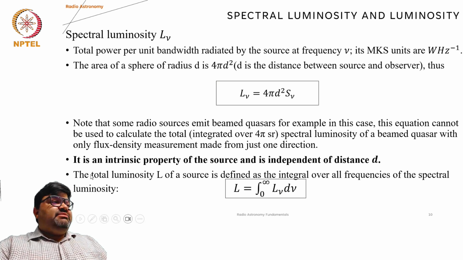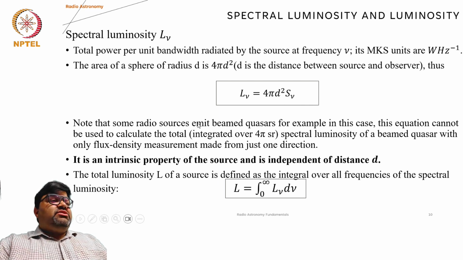Then we define something called specific luminosity, which is the total power per unit bandwidth radiated by a source at a frequency of nu. Its MKS units are watts per hertz. The area of a sphere of radius d is 4 pi d square. So L nu is linked with the flux density by L nu equals 4 pi d square S nu.